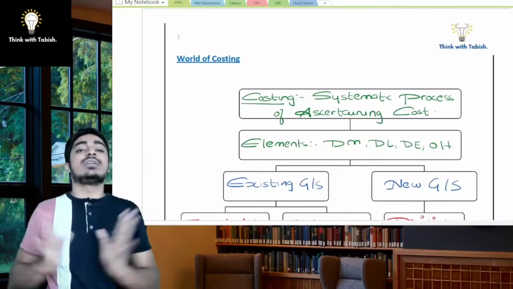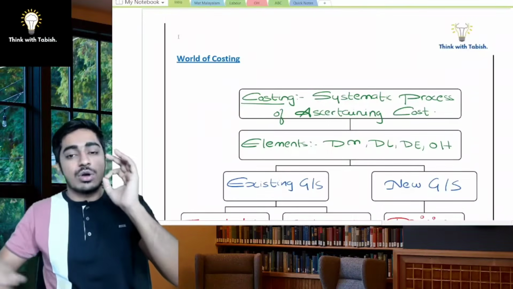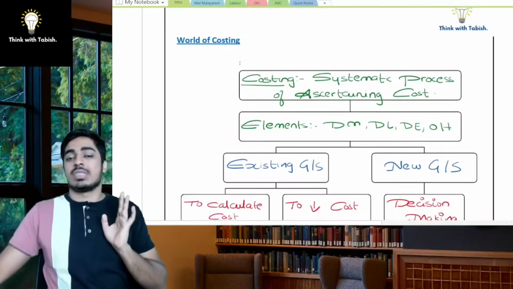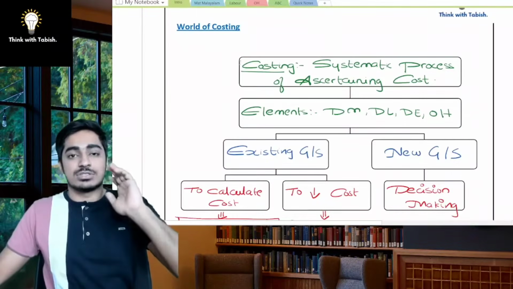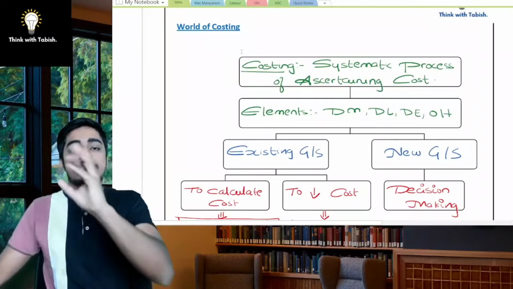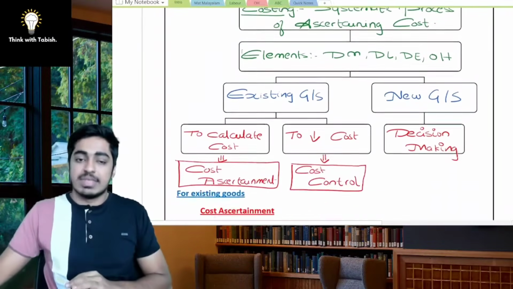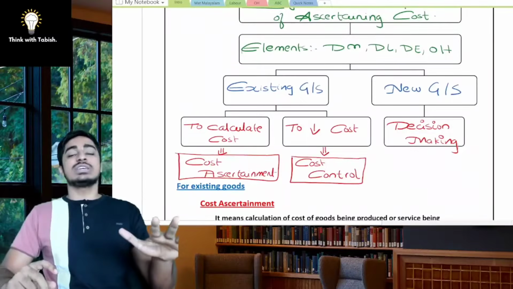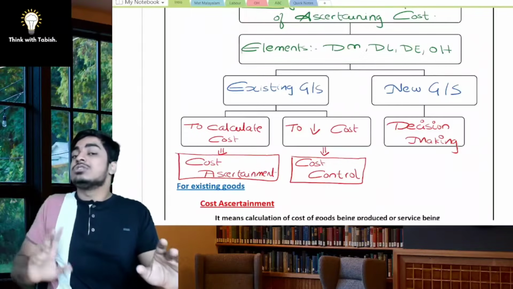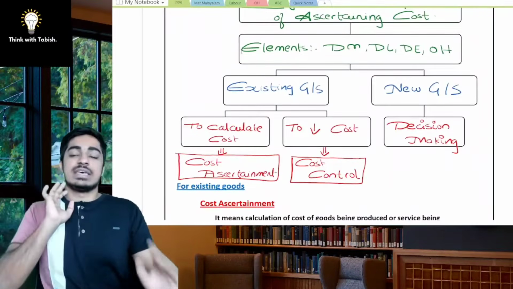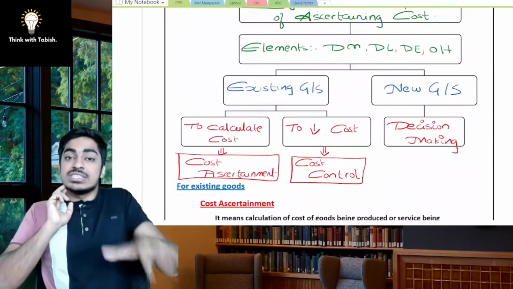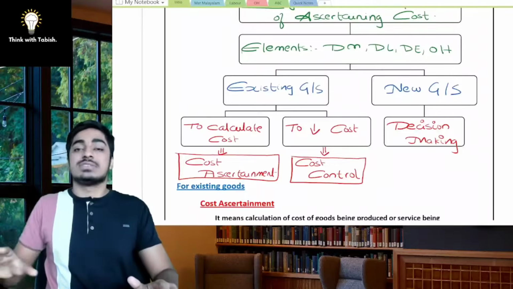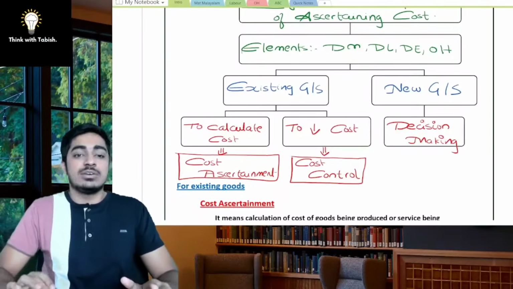Now let's slowly enter the world of costing. What all is there in costing? Firstly, we've discussed costing. It is a systematic process of ascertaining cost. Then we have discussed the elements of cost: direct material, direct labor, direct expense, and overheads. Next, costing can be done for existing goods or services. Costing can also be done for new goods or services. I can calculate the cost for existing goods or services. I can also estimate the cost for new goods or services, which I'm planning to manufacture in the future.